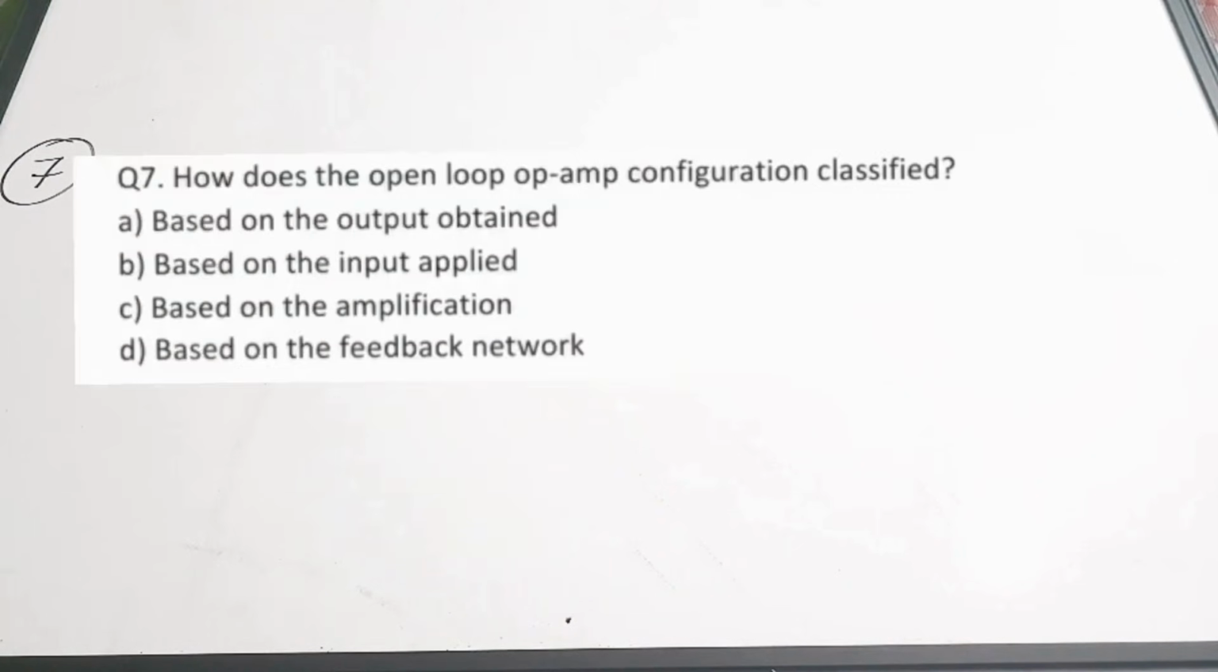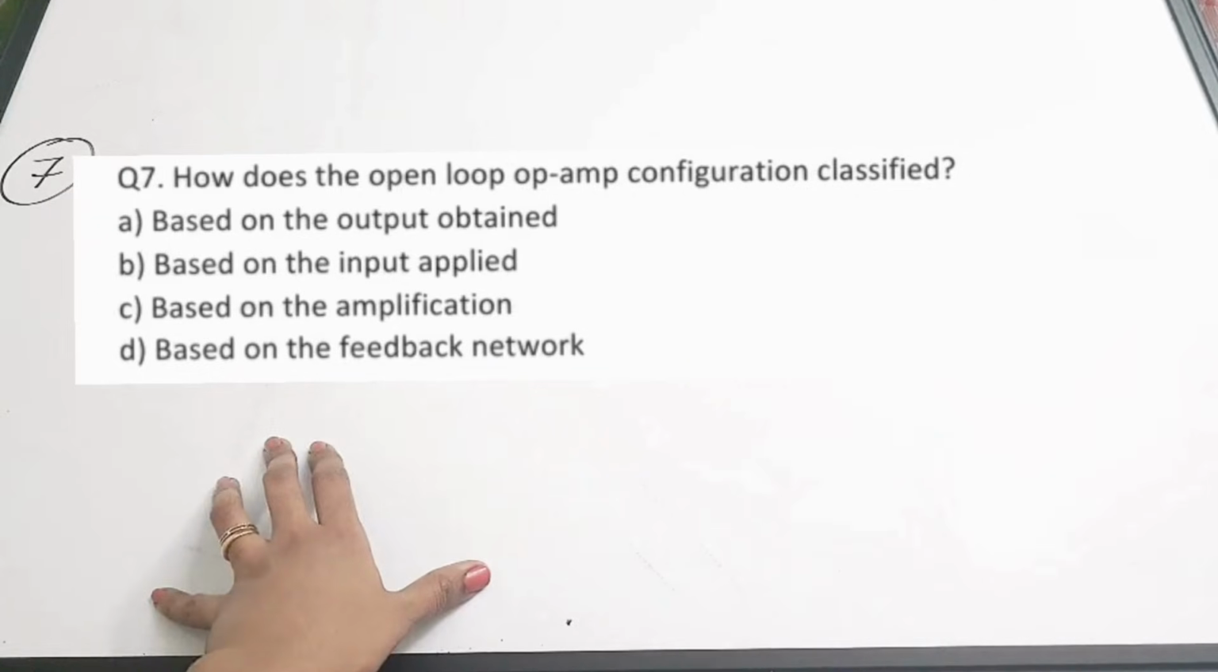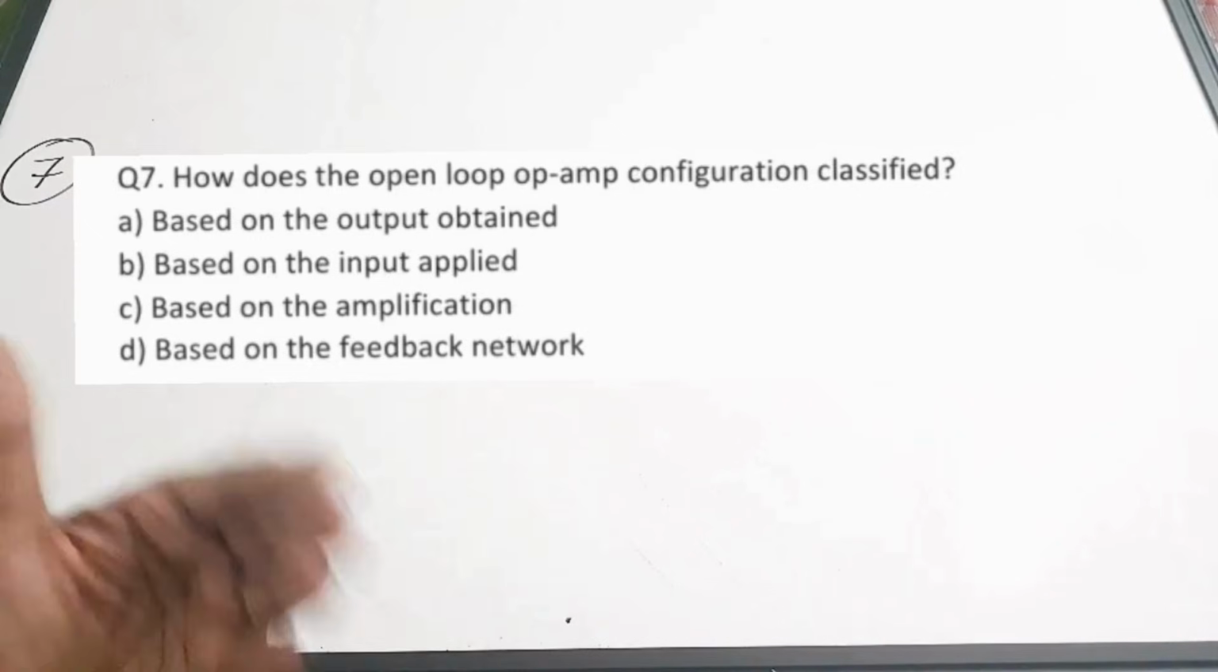The question is, how can we classify the open loop op-amp configuration? A, based on output obtained. B, based on input applied. C, based on amplification. D, based on feedback network. So generally we classify the op-amp in the open loop configuration by the input, not the nature actually, but to which of the terminals we apply the input, whether the positive terminal or the negative terminal.